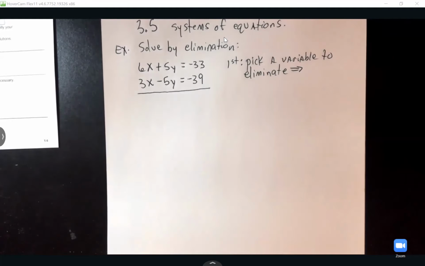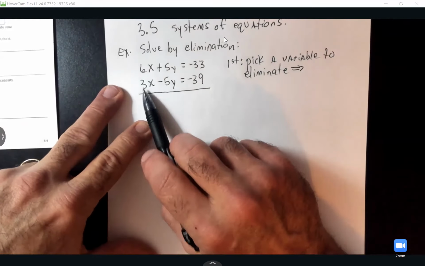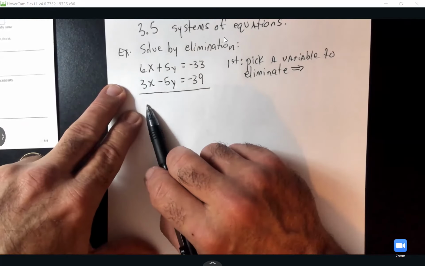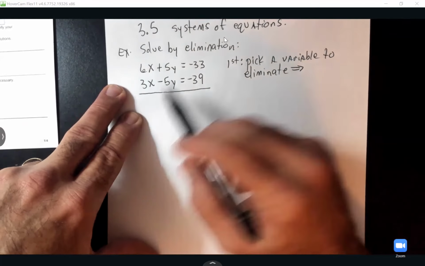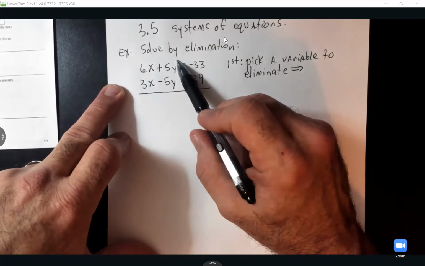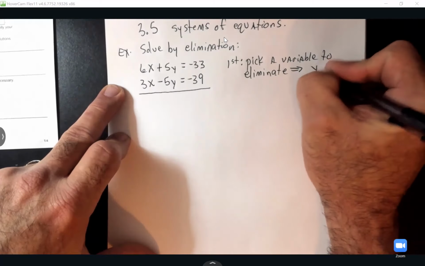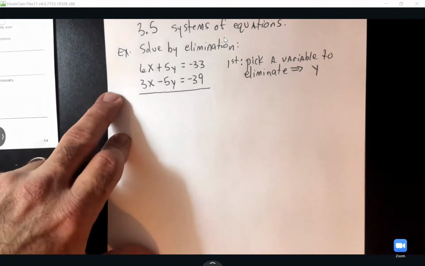So on this one, first thing I want to do is pick a variable to eliminate. Well, y'all look at that. You got x's and you got y's. What do y'all think is easiest to eliminate by adding? Okay, I heard x's and y's. So let me show you this. Look at this. If you add 6x's to 3x's, that's giving me 9x's, right? But if I add that 5y to that negative 5y, they cancel, which means they are now eliminated. So we're going to eliminate those y's first, okay?